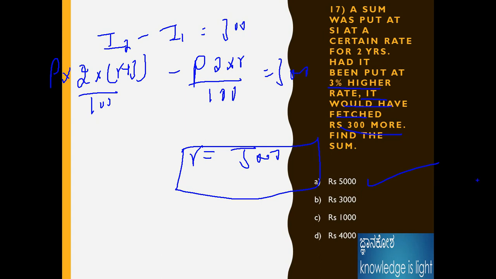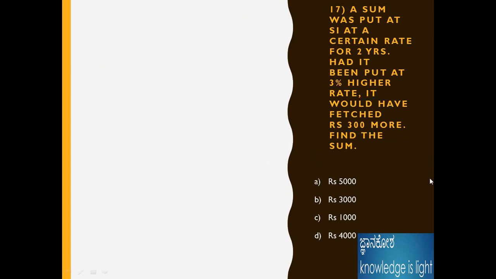Okay. Next one. A sum of money doubles in 7 years. Already I told you, for 7 years, A is equal to P plus I. Doubles. Here 2 means 1 plus 1 for 7 years. This is the interest for 7 years.